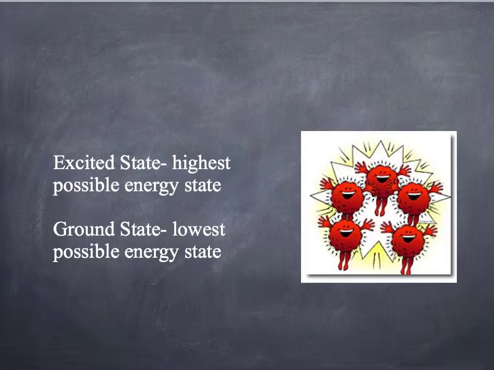Just a reminder of the terms here on this page. The excited state is the highest possible energy state, and so we have to get the atom to that state. The ground state is the lowest possible energy state.